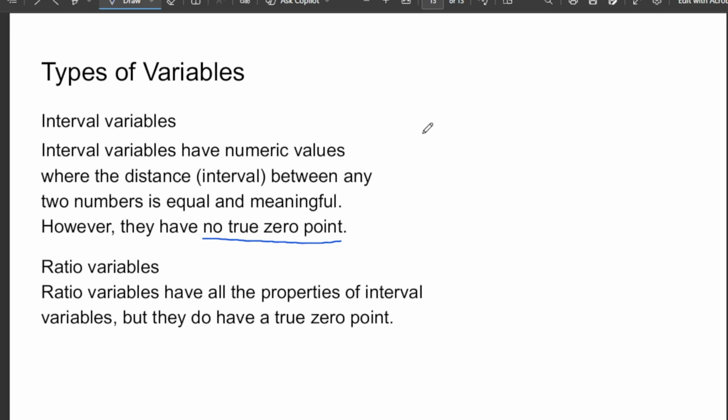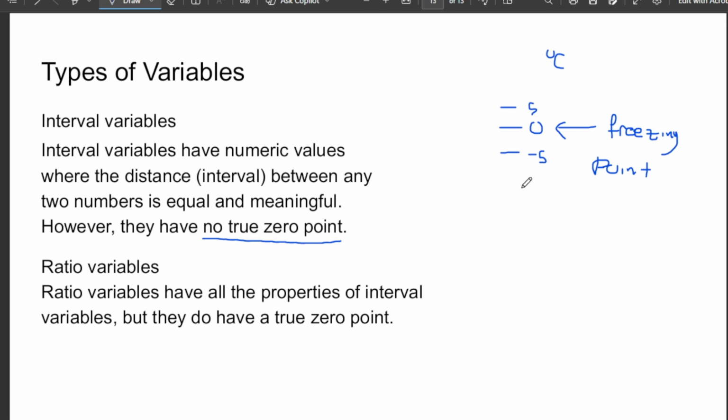So 0 degrees Celsius does not mean there's no temperature. It's just the freezing point, right? So 0, -5, 5. 0 doesn't mean there's nothing. It's just the freezing point in degrees Celsius. So there's no true 0 point or true absence. Another example would be year or date.